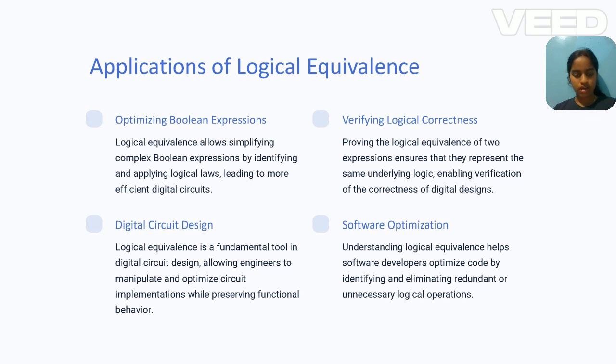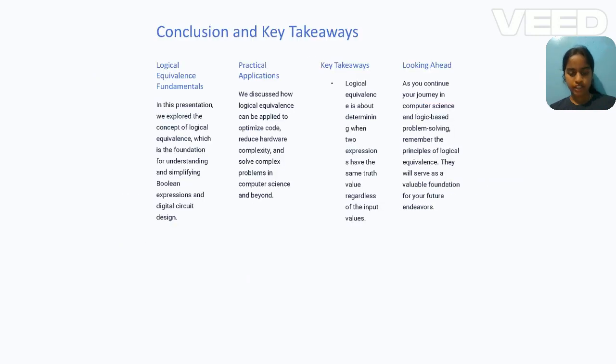digital circuit design. Logical equivalence is a fundamental tool in digital circuit design, allowing engineers to manipulate and optimize circuit implementations while preserving functional behavior. Software optimization: understanding logical equivalence helps software developers optimize code by identifying and eliminating redundant or unnecessary logical operations. Conclusions and key takeaways.